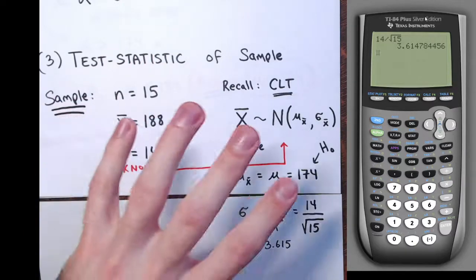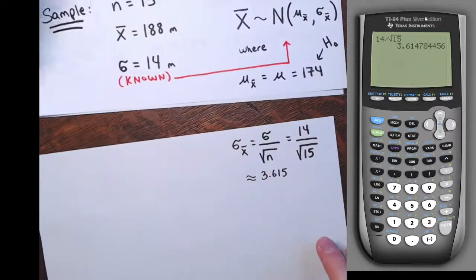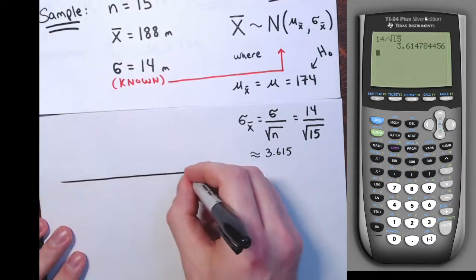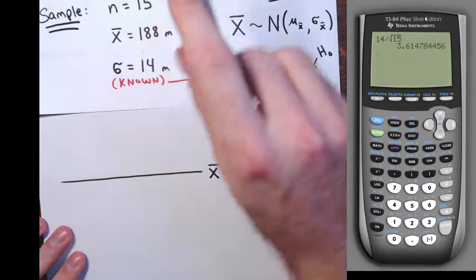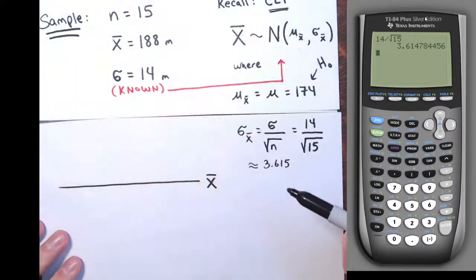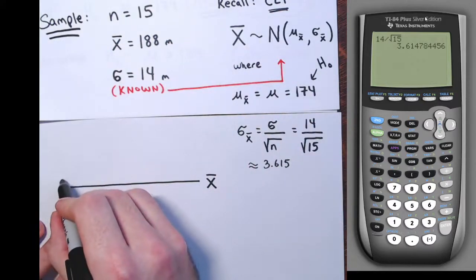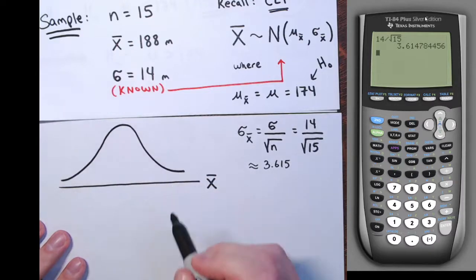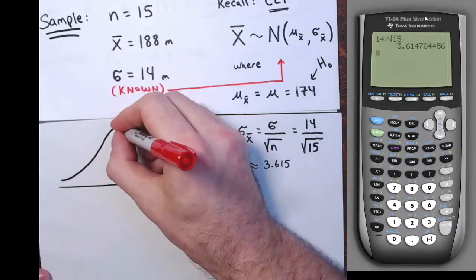Right, and then what I'm going to do is draw a picture. All right, so we have our number line here representing different possible values of x bar, different possible sample means for samples of size 15. We're applying the central limit theorem here and saying that the distribution of x bars should be approximately normal. So I draw this little symmetrical bell-shaped curve.